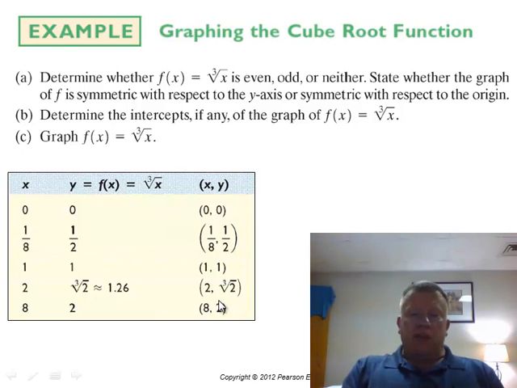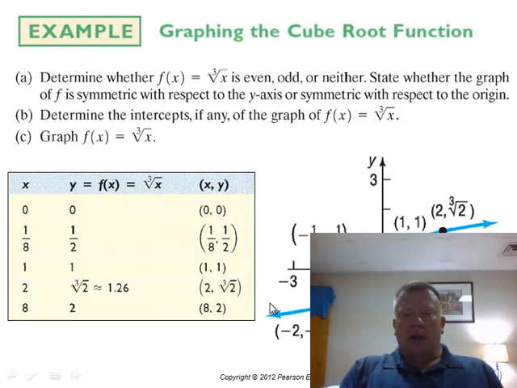So we could plot these points, and what do we get? And here's what the graph looks like. Now for these points right here, those points are in the first quadrant, so we just plot them right there. And then because of the symmetry with respect to the origin, we can go ahead and graph the function in the third quadrant as well.